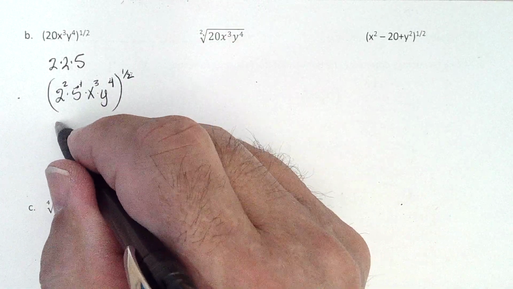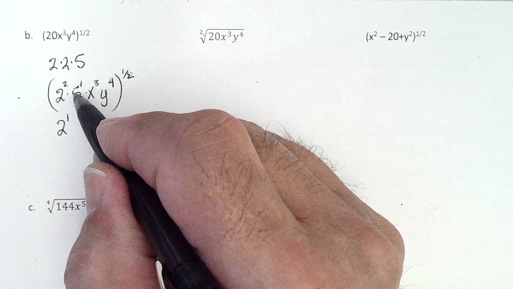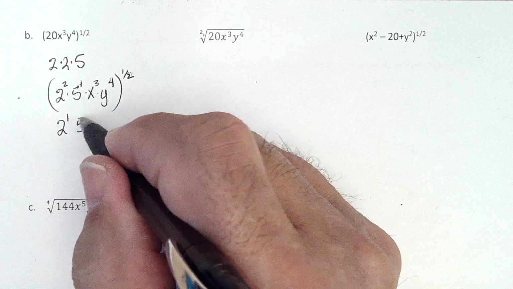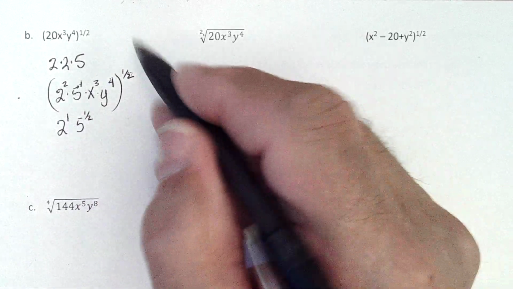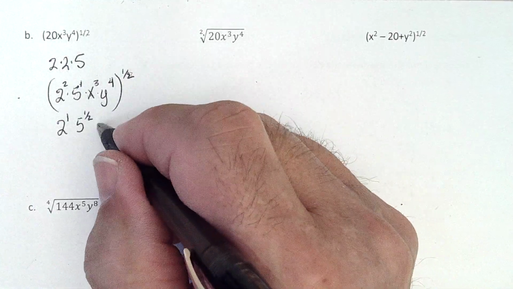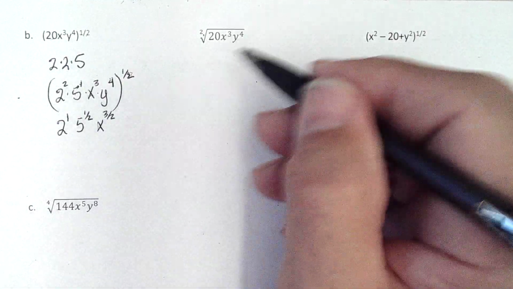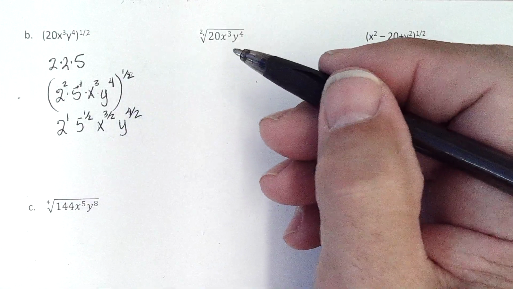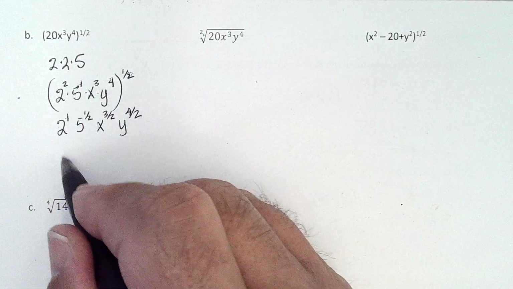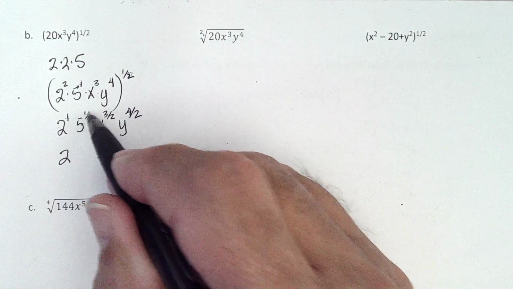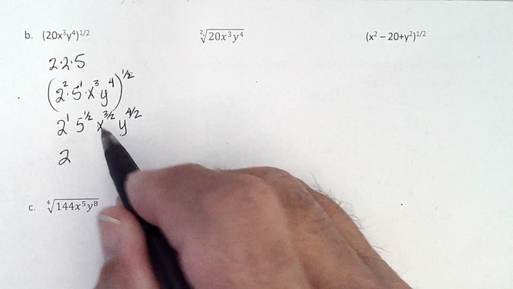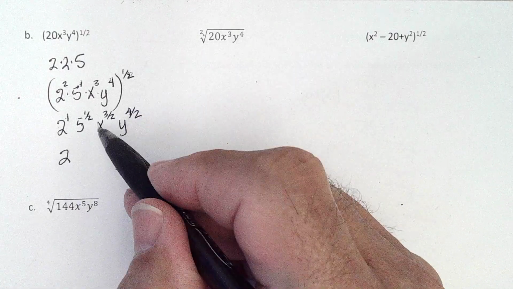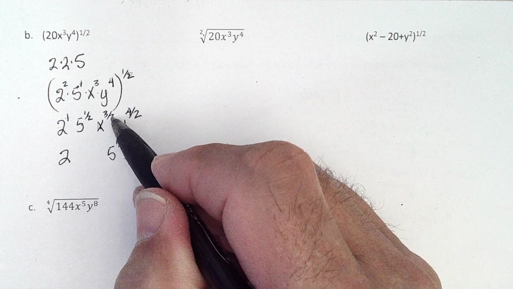2 times 1/2 is 1. 5 to the 1 times the half is 5 to the 1/2. X to the 3 times the 1/2, x to the 3/2, and y to the 4/2. 2 to the 1 is just 2. 5 to the 1/2 is still the square root of 5, so I'm just going to leave it 5 to the 1/2. X to the 3/2.